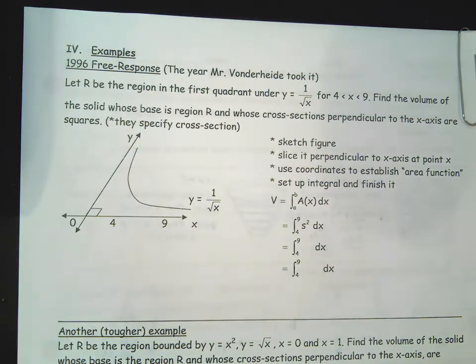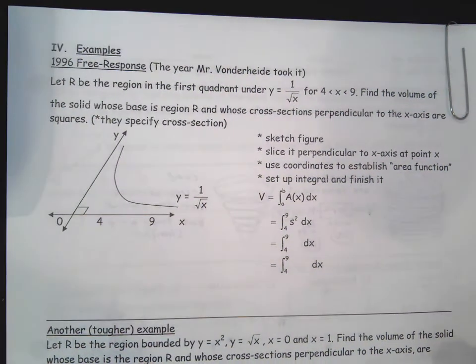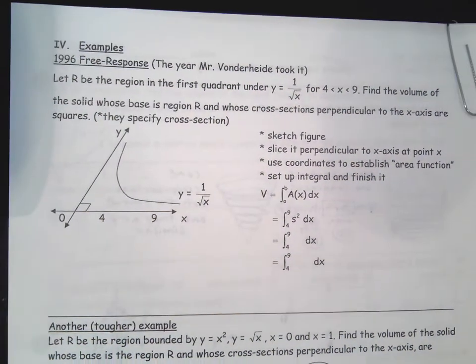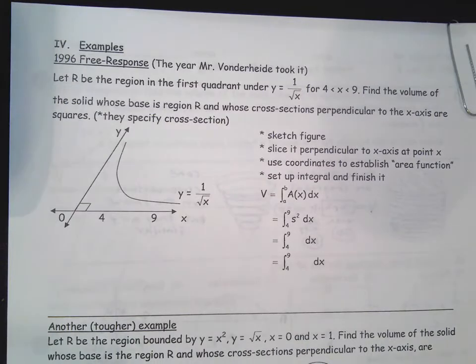So we'll start with a free response problem all the way back from 1996, which was the year I took the Calc AB exam. Got a 5. You know, I don't know if that gives you any more confidence. But this must have been a problem I did. One of the 6 free response problems.